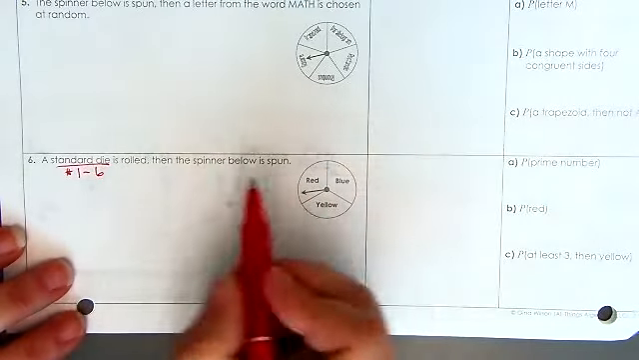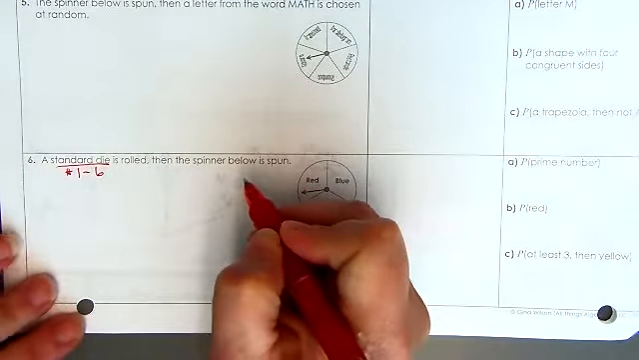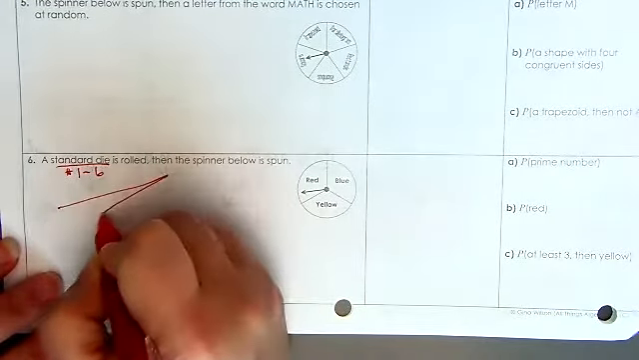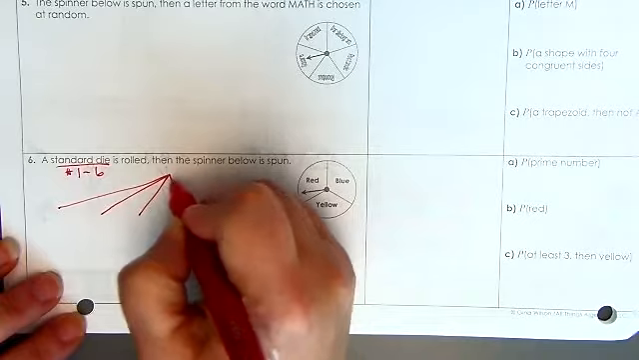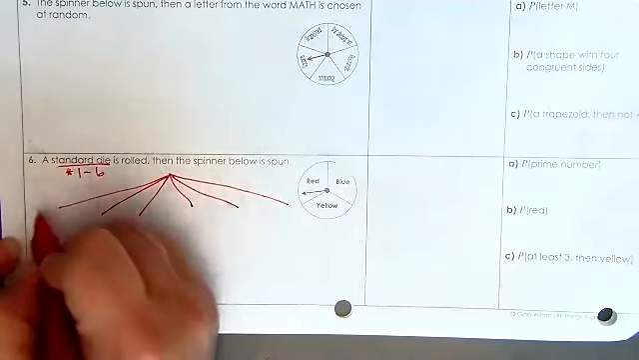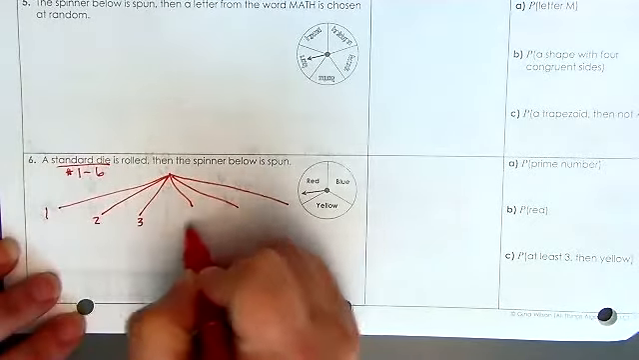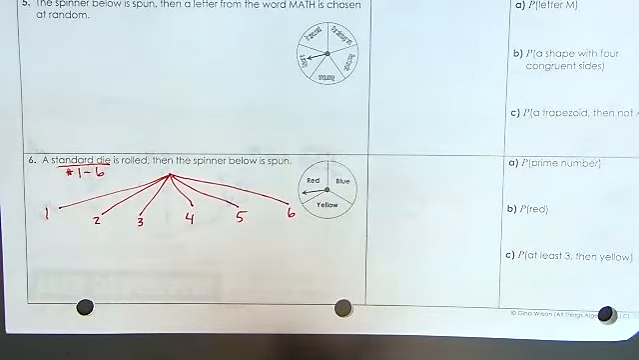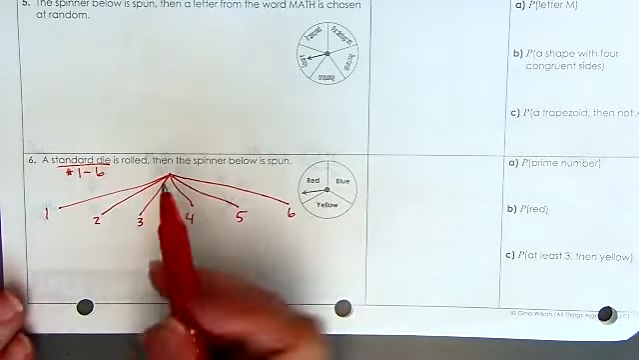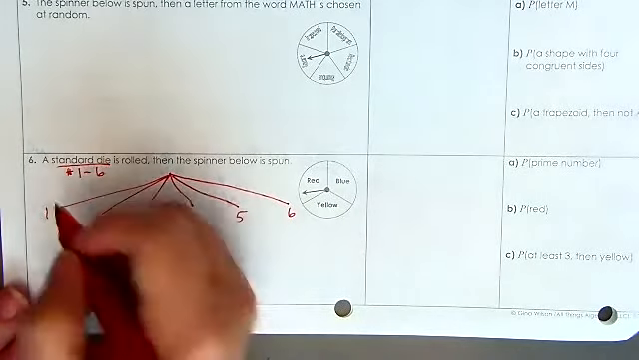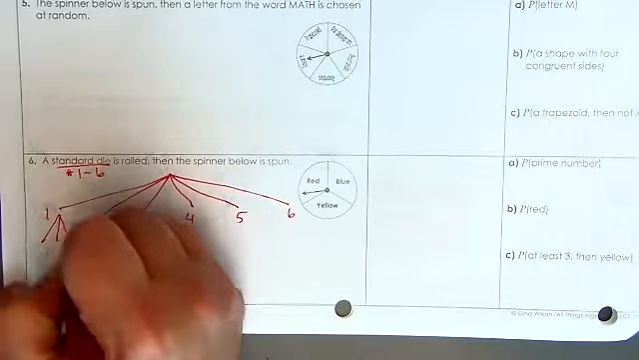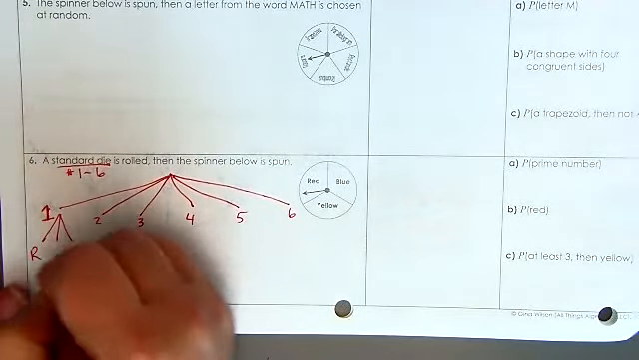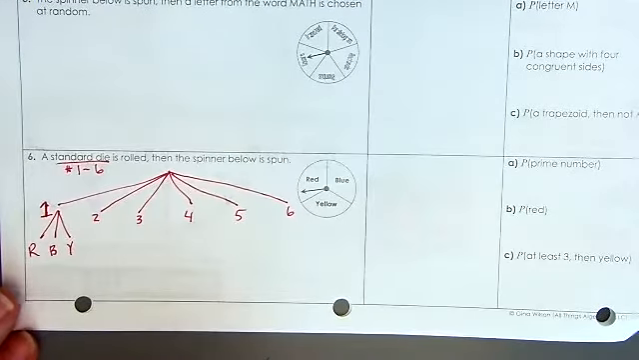All right, first I'm going to talk about the die. So I've got 6 spots. I've got 1, 2, 3, 4, 5, 6. Those are all the sides of the number cube. Now after I rolled the die and landed on a 1, now I spin the spinner and I have 3 options here. And that's going to be red, blue, and yellow.